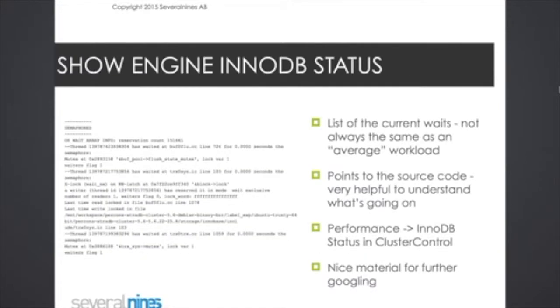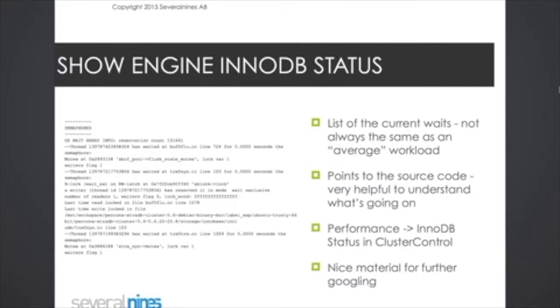So, SHOW ENGINE INNODB STATUS. Well, this is a list of the current waits. So you have to keep in mind that it may not always represent the average state of the waits in your cluster. You're just looking at the thing that happened when you hit enter. And the semaphore sections, that is the example you can see on the left side, are not always there. If there's no contention, then you won't see this particular section here.